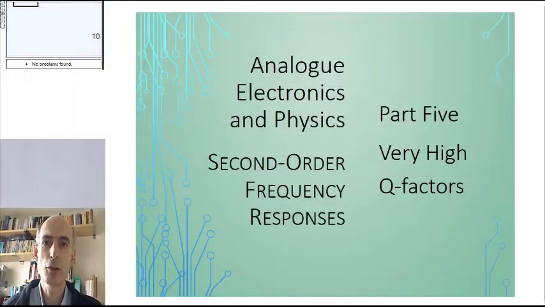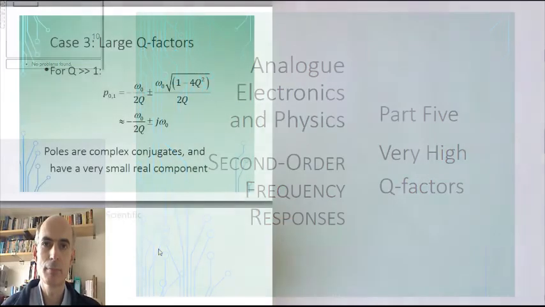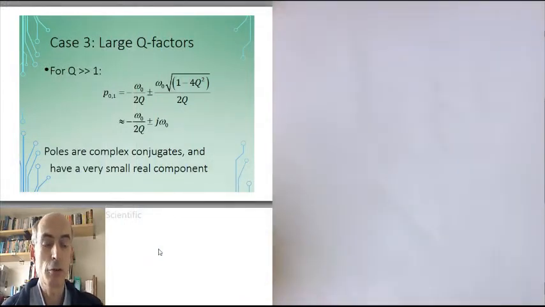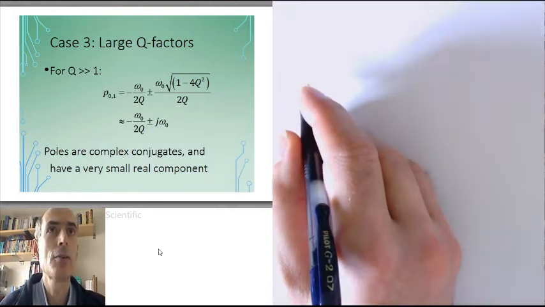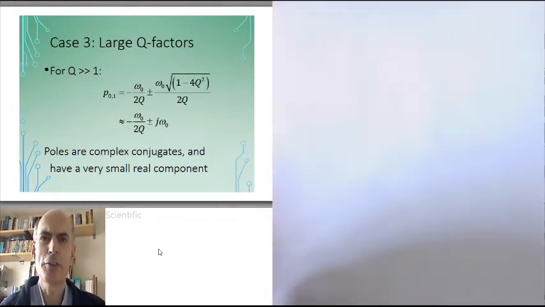This time we're having a look at the case of very high Q factors. This is the case where you can get some of this resonant peaking. You can get a gain out of the circuit which is greater than 0 dBs. Once again, it's often interesting to be able to work out where the poles are in terms of the resonant frequency and the Q factor, preferably without having to solve a quadratic equation. And something quite interesting happens in this case.